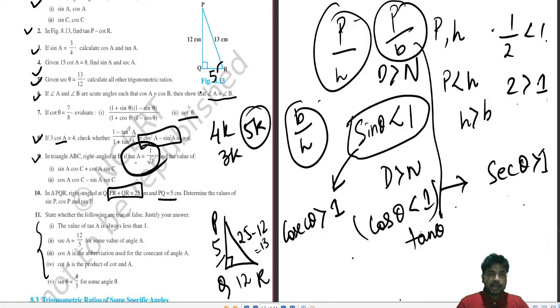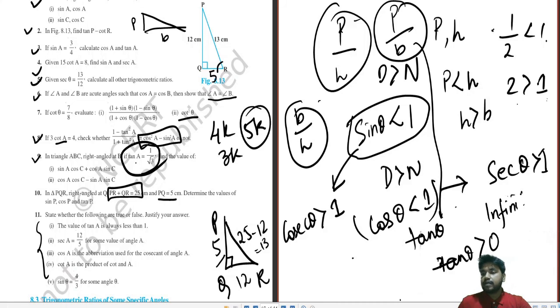Now if you compare, I can make a diagram like this also. Now here P is smaller than B. So that means this can take any value greater than 0. Tan theta is greater than 0. Greater than 0 का मतलब यही होता है infinity तक we can survive. So tan theta value lies between 0 to infinity. Infinity means अनगिनत.